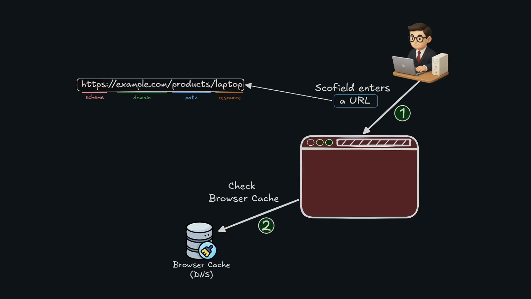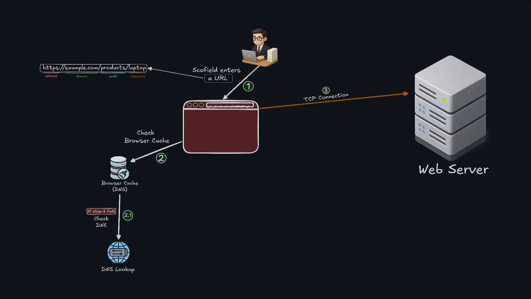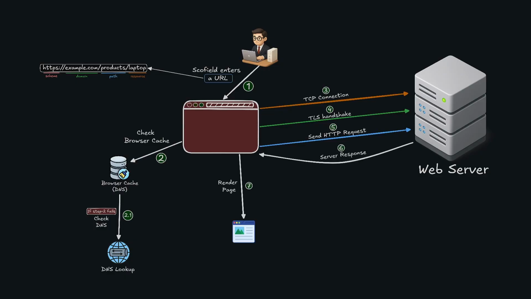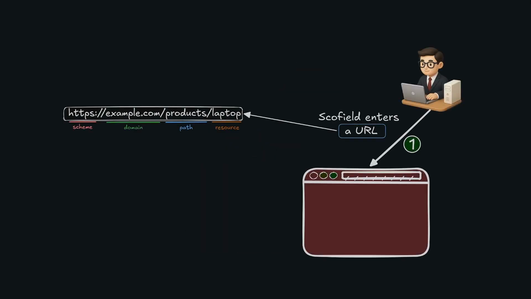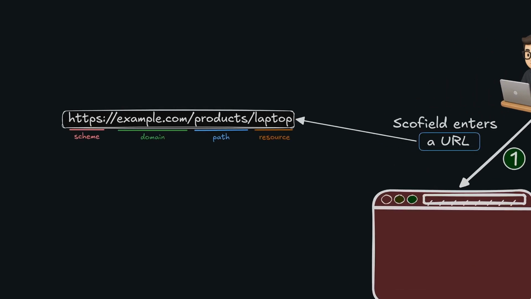When you type a URL into your browser and press enter, a lot of things happen behind the scenes in just a few milliseconds. Let's break it down step by step. First, a user types a URL. A URL is simply the address of a website. A URL usually has four main parts.